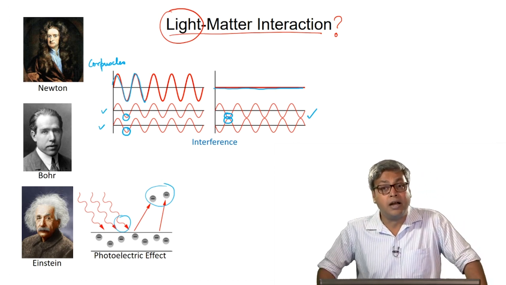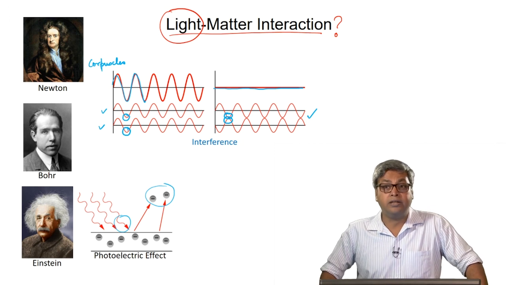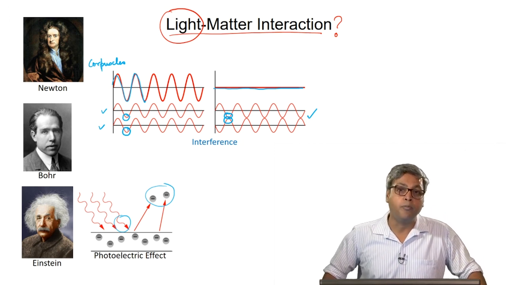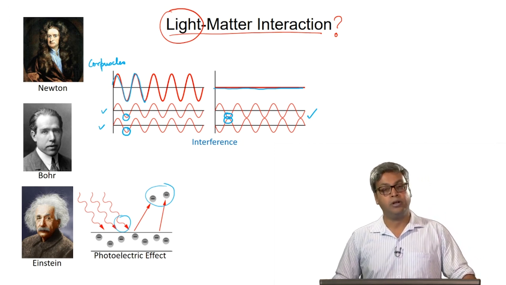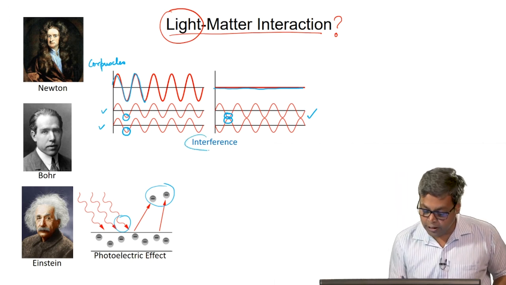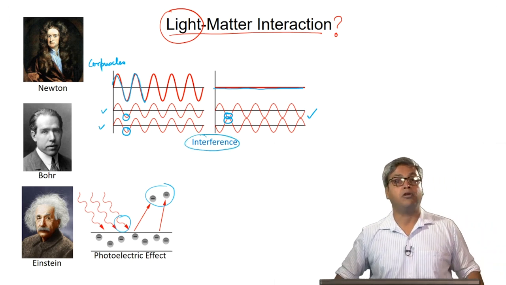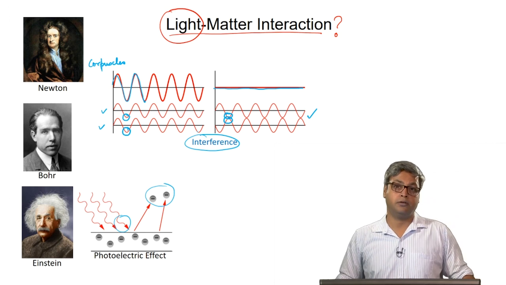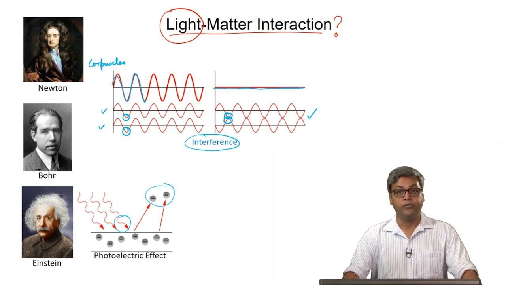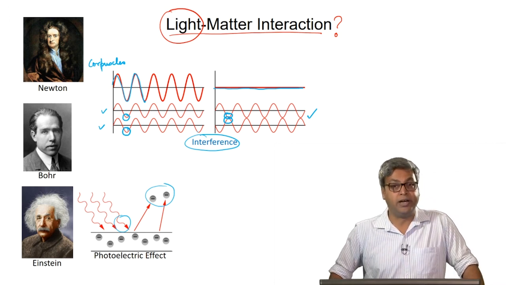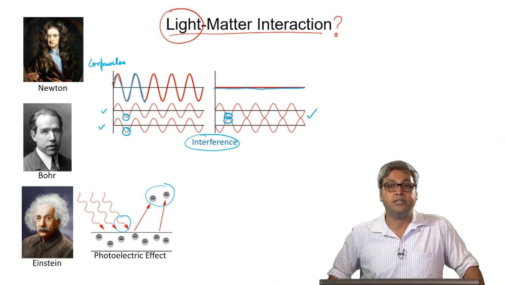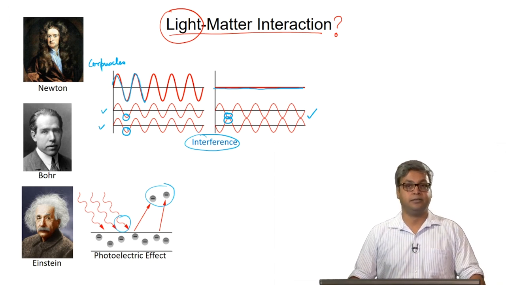Thus, Einstein argued that when we are interested in the bulk properties of light, for example, reflection or interference, we can consider light as a wave. However, when we need to understand the photoelectric effect, we need to consider the particle nature of light.